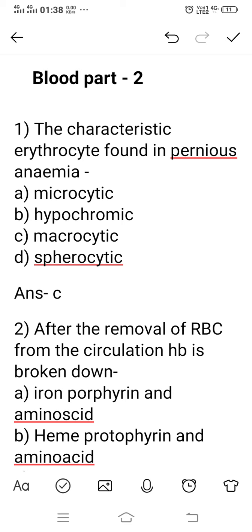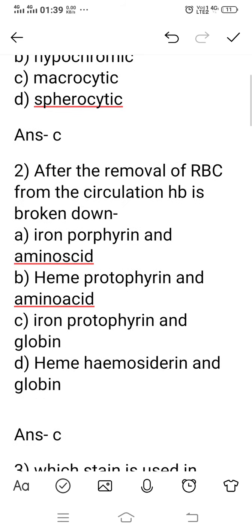Option C, macrocytic, means the RBC is larger in size than normal. Option D, spherocytic, means spherocyte cells are present in the RBC. So the right answer is option C, macrocytic. In pernicious anemia, the RBC size is generally larger than the normal size.